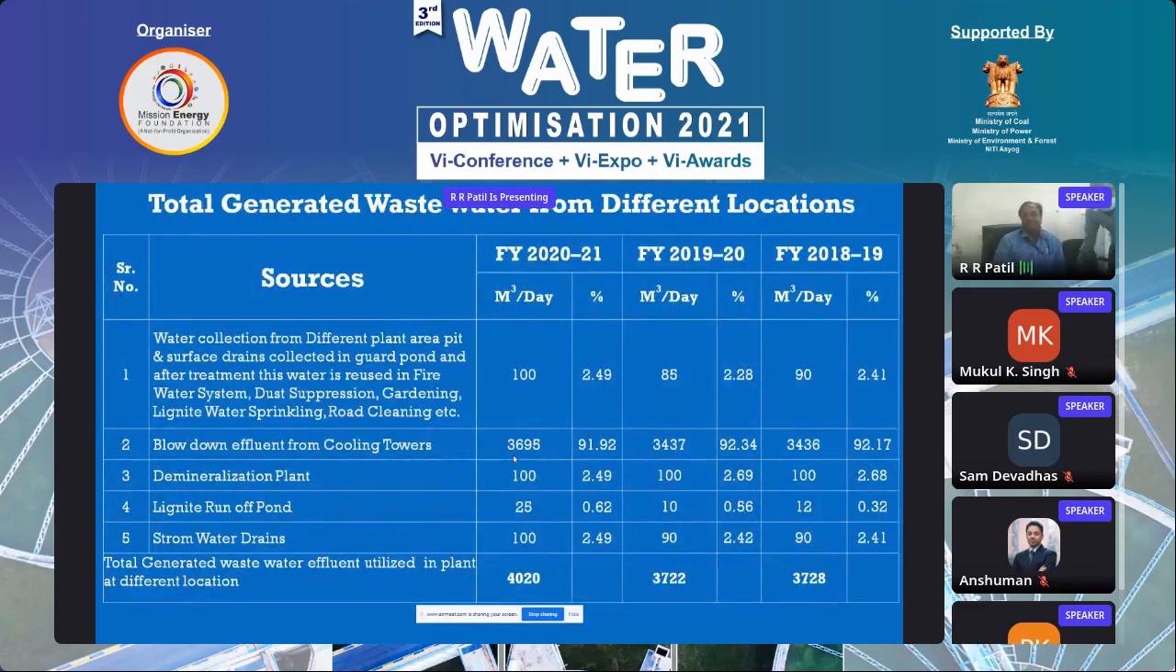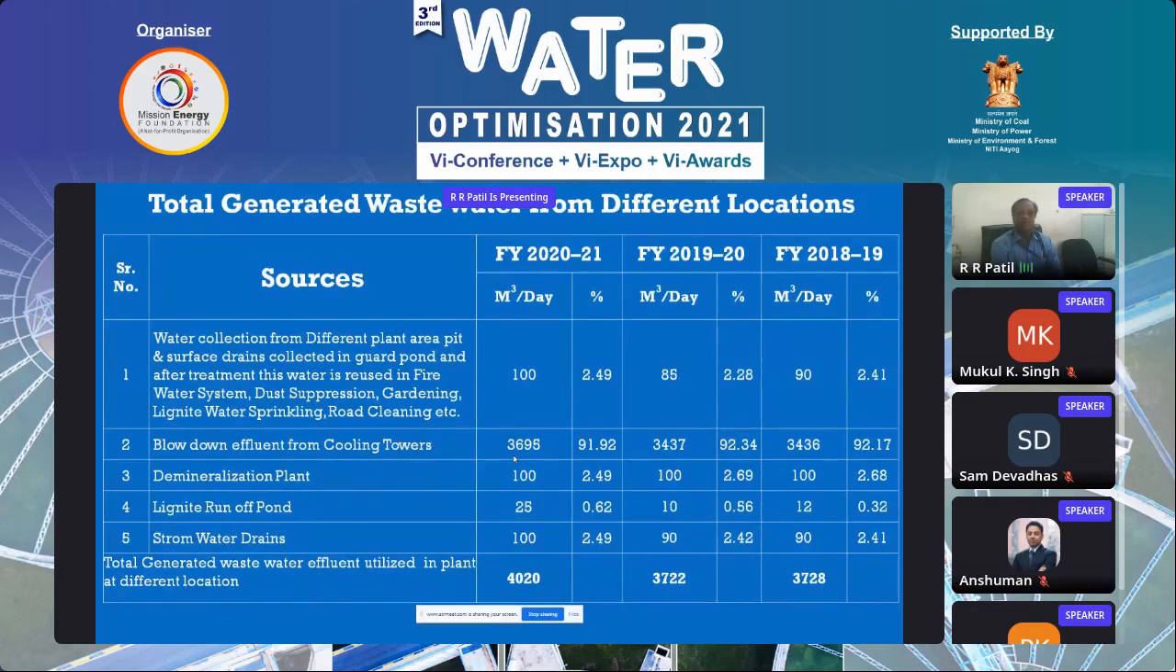Total generated wastewater in SLPP, Surat Lignite Power Plant, I have given the statistics. Water collected from the different plant areas, pits and surface drains is collected in the guard pond, and after treatment this water is used in the fire water system, dust suppression system and gardening system. It is around 100 meter cube per day in 2021, 85 meter cube per day in 1920, and 19 meter cube per day in 1819.